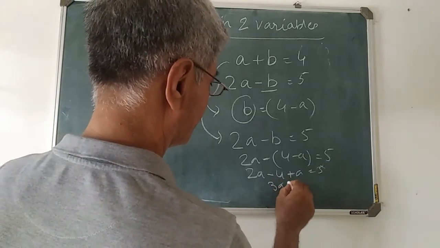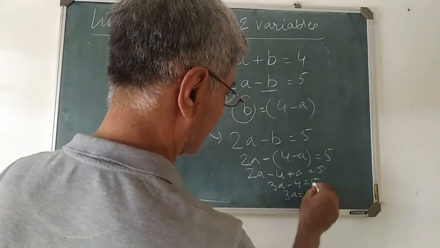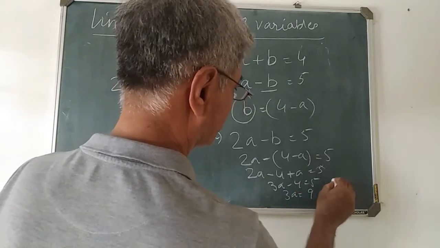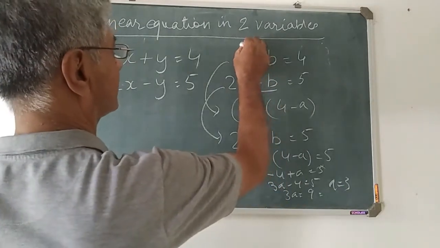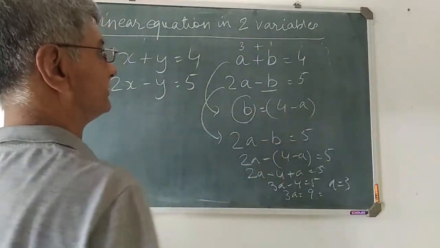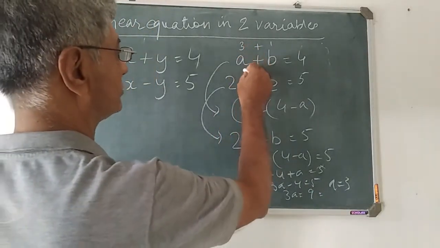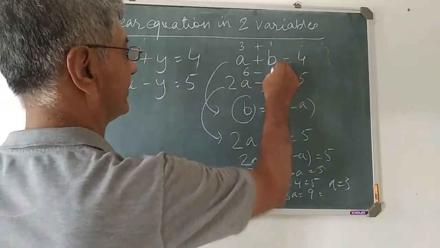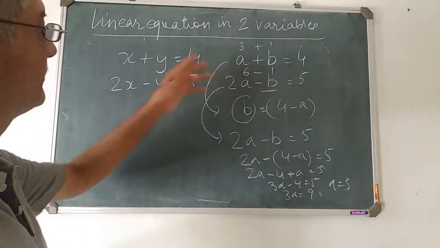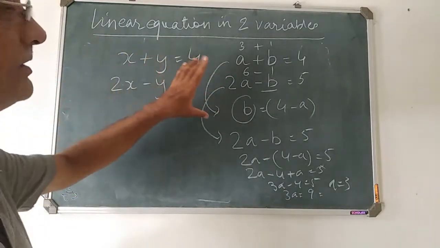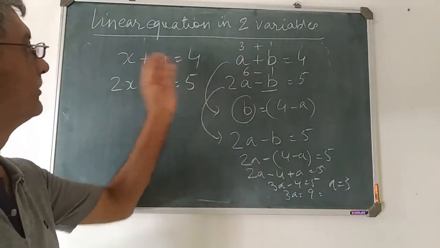So 3A minus 4 is equal to 5. 3A is equal to 5 plus 4, which is 9. Therefore, A is equal to 3. We have got this now, A is equal to 3. So what will B be equal to? Let us check here. 2A, 2 into 3 is 6, minus 1 is 5. That is correct. So when we have two equations, we can have only one unique solution for both x and y.